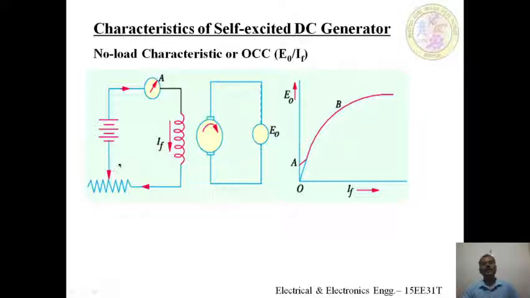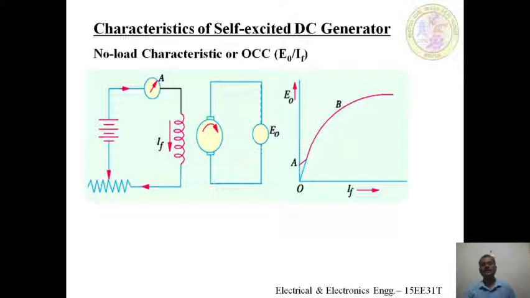Then, by varying the field current with the help of a rheostat, note down the readings of an ammeter and the corresponding induced EMF by the voltmeter. We get the curve as shown in the figure, which is the no load characteristic curve.